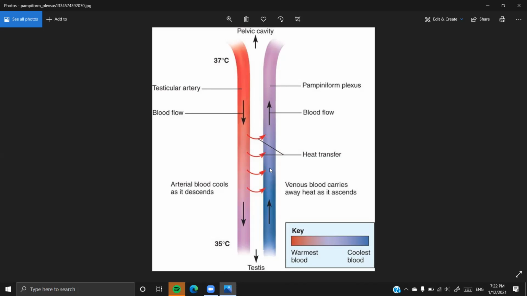So the venous blood is carrying away the heat. It is removing the heat because of countercurrent heat transfer. And the temperature reduction is 2 degrees centigrade. Now the arterial blood is cooling as it moves down. This is how the testes maintain a temperature lower than the body. Okay. I hope you all have understood, children.